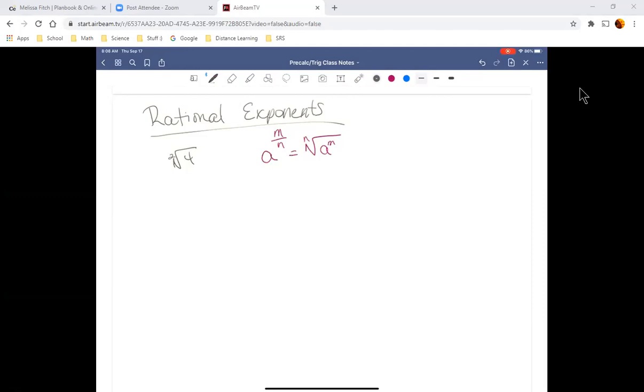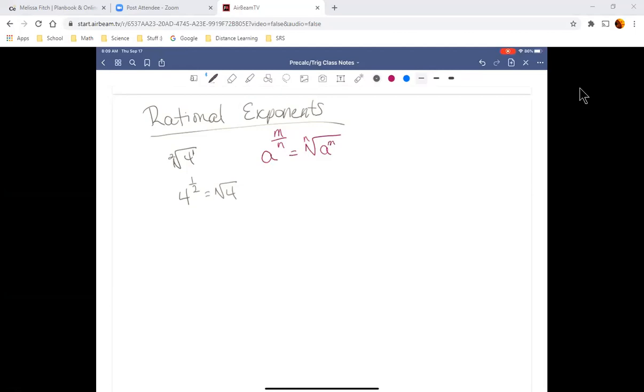So technically on our little 4 here, there's a little 1 exponent on there, although we don't really see it. So this one would be 4 raised to the 1/2. You can either write it as 4 to the 1/2, or you can write that as the square root of 4.